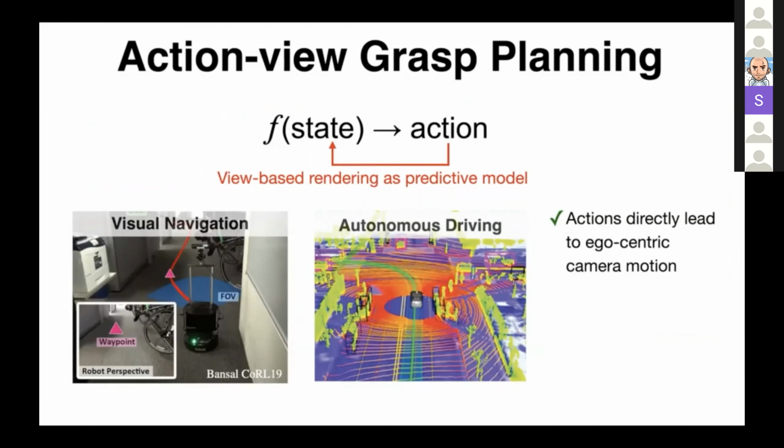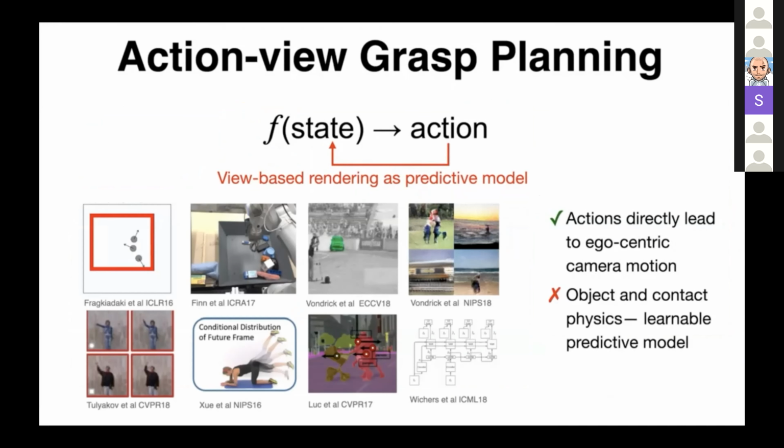So the idea of using view rendering as a predictive model can actually be applied to many other tasks beyond grasping, such as navigation or autonomous driving cars, where the action will directly lead to egocentric camera motion. And of course, the model can also be improved by using a more advanced learning-based visual predictive model that considers other properties of the environment.